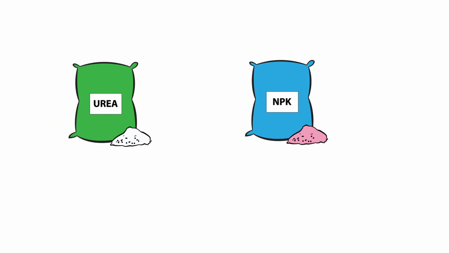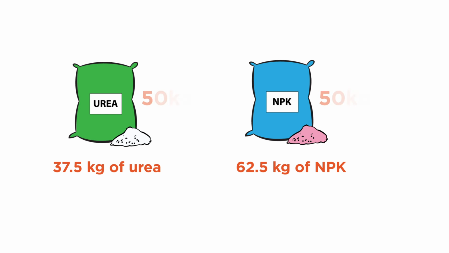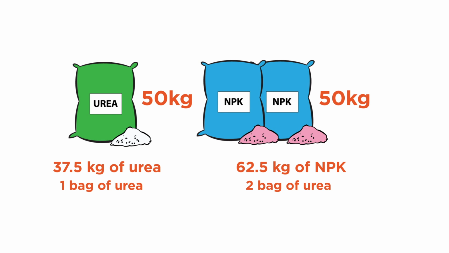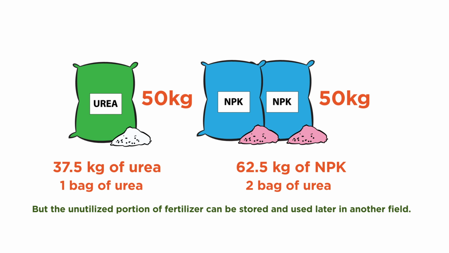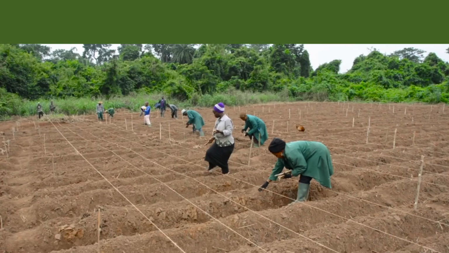One last thing, John requires 37.5 kg of urea and 62.5 kg of NPK for his field, but fertilizer is sold in bags of 50 kg. That means that John will need to purchase 1 bag of urea and 2 bags of NPK, and this will cost him 23,000 naira. But the unutilized portion of fertilizer can be stored and used later in another field.